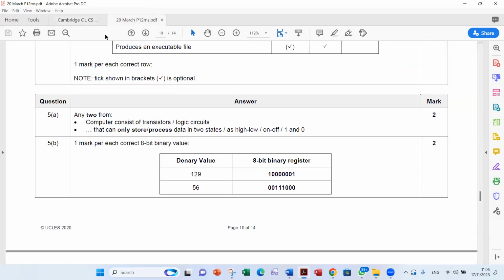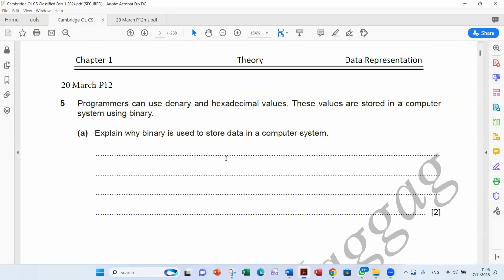The question says, programmers can use denary and hexadecimal. I didn't teach you hexadecimal yet. Okay, these values are stored in a computer system using binary. Computer can only store binary. The question says, explain why binary is used to store data in a computer system. You cannot say because computer can only deal with ones and zeros. I want to know why the computer can only deal with ones and zeros.